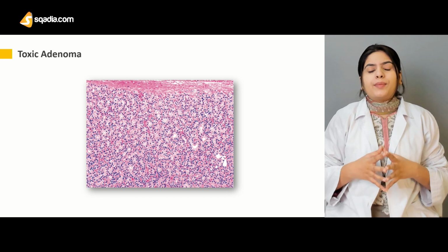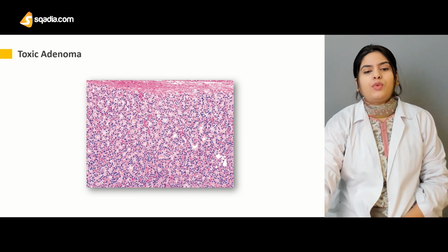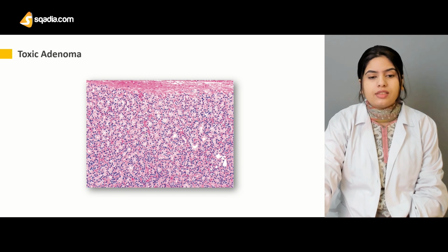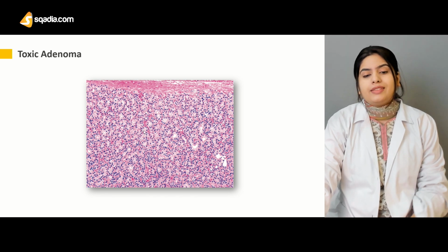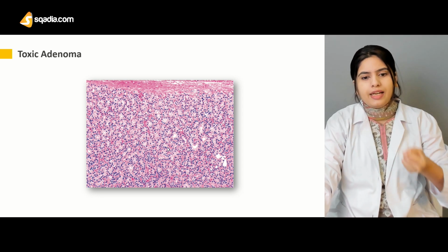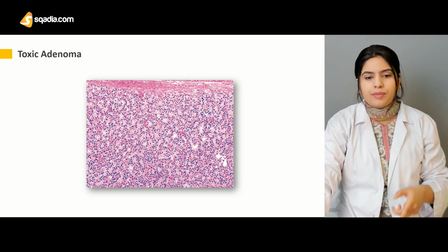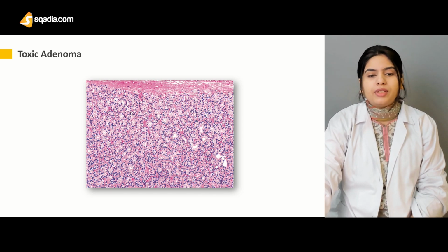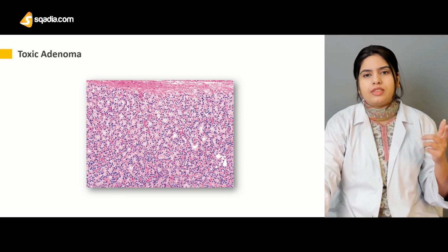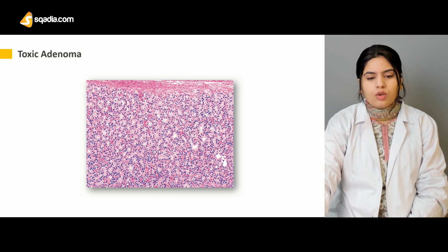Now, toxic adenoma, as I told you, suppresses the nearby cells, and the pathology that you can observe is that the cells are very near to each other. You can say they are sequestered, and the epithelial cells are columnar, but they are low columnar as compared to the cells that we observe in hyperthyroidism. Those were tall columnar cells, but in this case, low columnar cells can be observed.